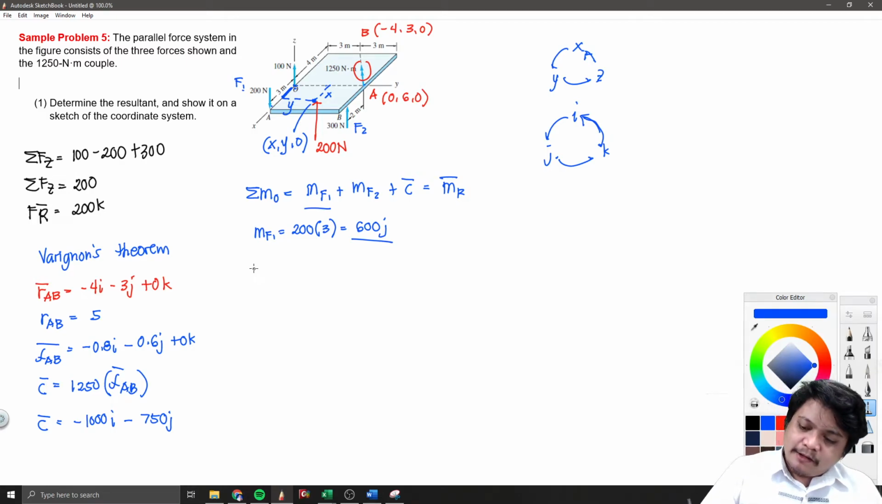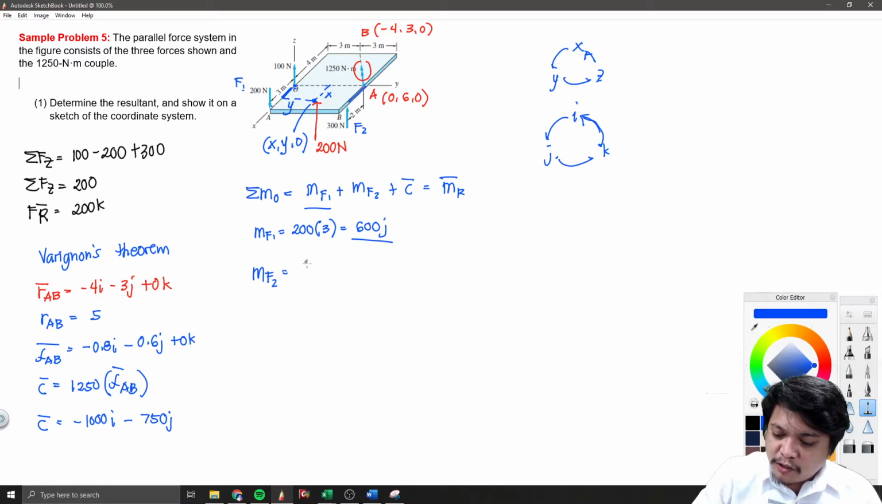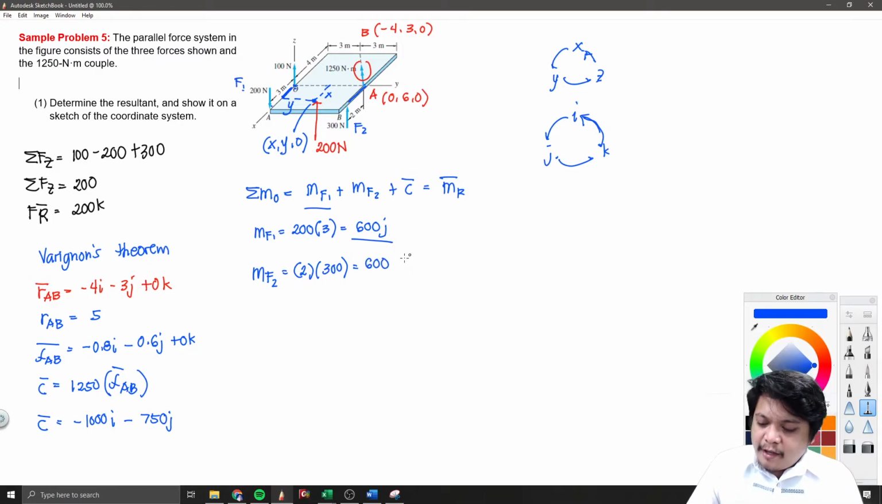Okay? So, how about the MF2? MF2. Eto, no? So, tingnan natin. We will be having here the positive, this distance, which is 2 meters. Okay? And then, multiply rin may force, which is 300. So, again, that's still 600. Dapat J din siya. But take note of this one. Paano siya iikot? You will be having here negative value. Okay? Bakit naging negative yung value niya? Okay. So, you will be having here I cross J. So, you will be having here negative J.